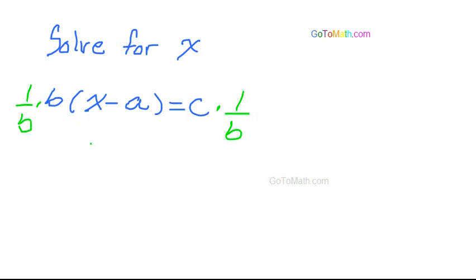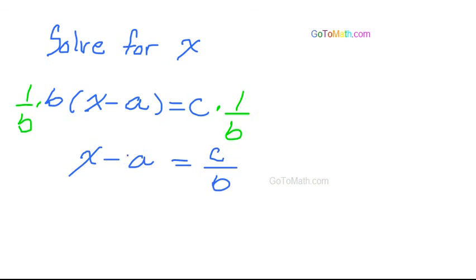We're going to find out when we see the answer here in a minute. 1 over b times b is 1. Okay, so we can drop that. Drop it like it's hot. X minus a. Isn't that part of the lyrics of an old song or something?